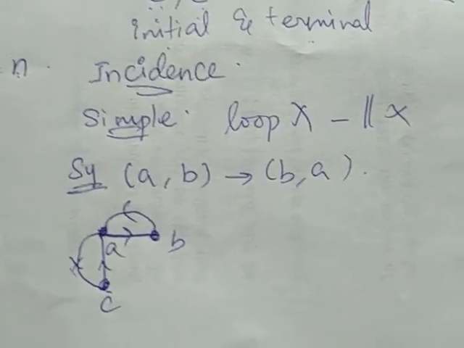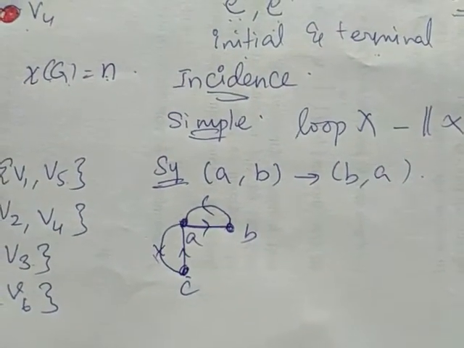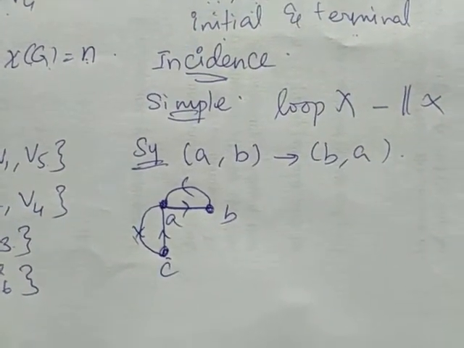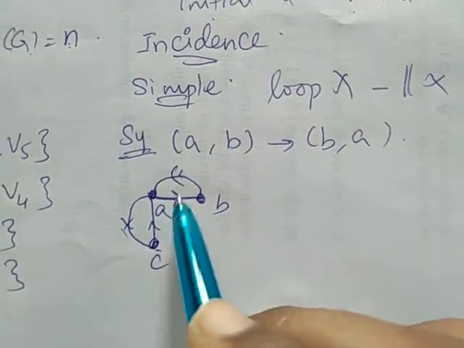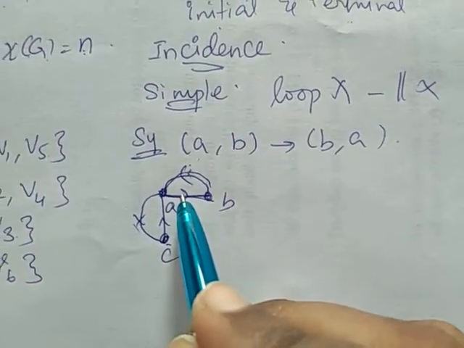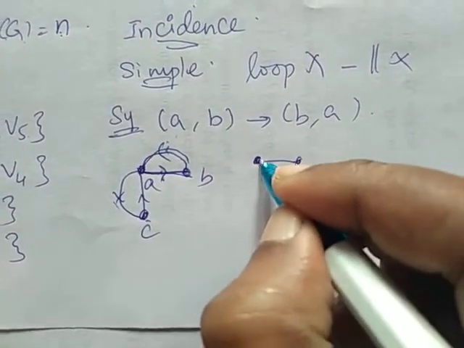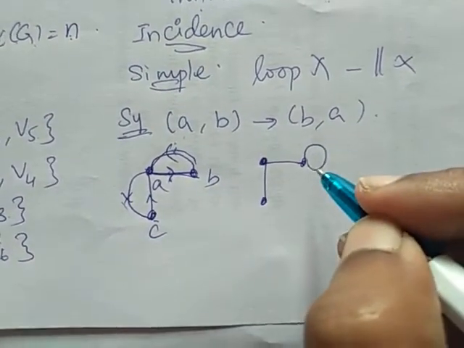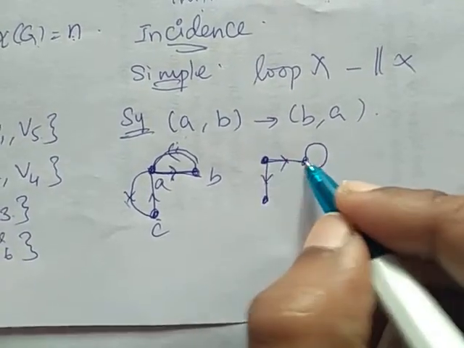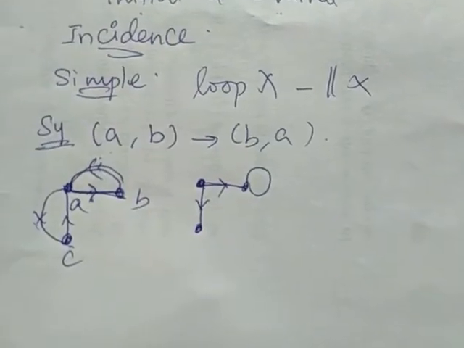Now asymmetric digraph. In an asymmetric digraph, there is at most one directed edge between any pair of vertices. It means we should not have edges in this form. Either we have this edge or we should have this edge. We should not have both the edges. And self loops are allowed. So if we have this graph, we can have loops in an asymmetric graph and it should be in only one direction, either in this or in this form. These graphs we call asymmetric digraphs.